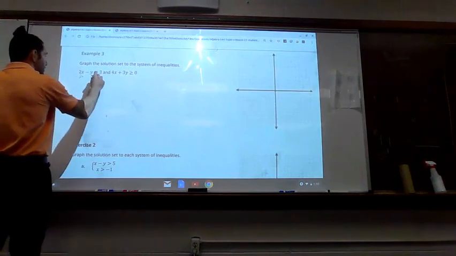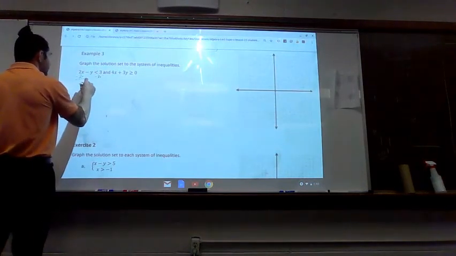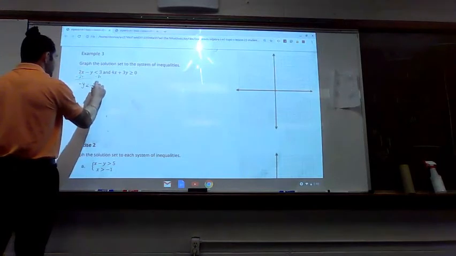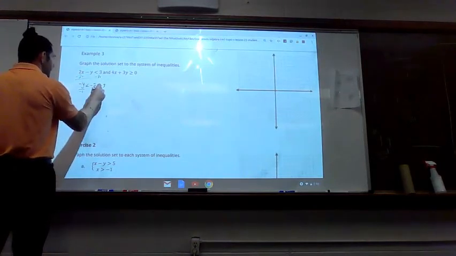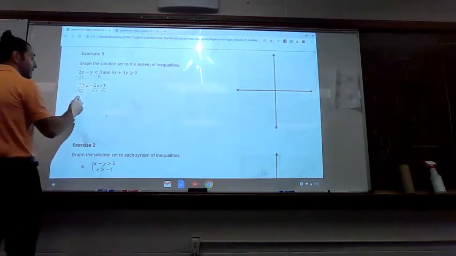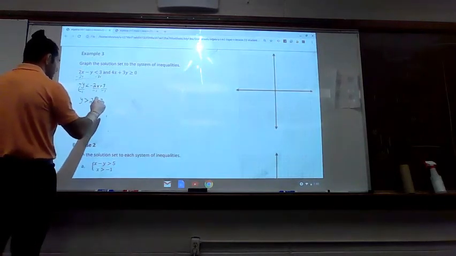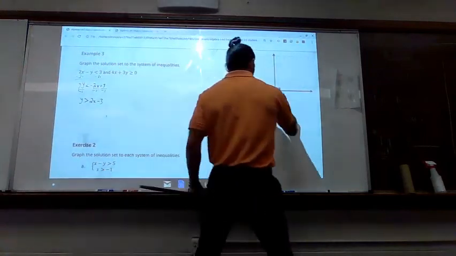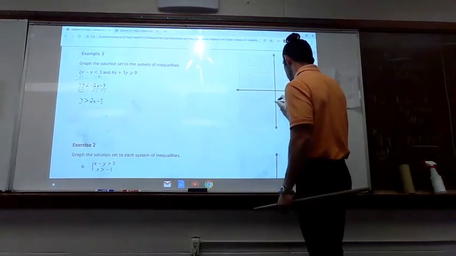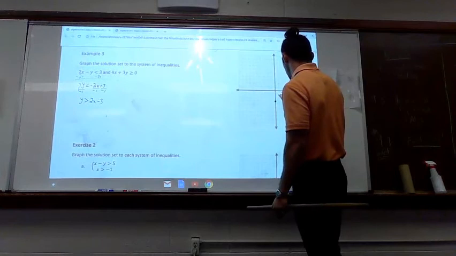So subtract 2x from both sides, leaves me negative y less than negative 2x plus 3. Divide by negative 1. Well, it's an inequality. I'm dividing by a negative. Reverse the inequality sign. Gives me y greater than 2x minus 3. So I start off at 1, 2, negative 3. Up 1, 2, over 1.